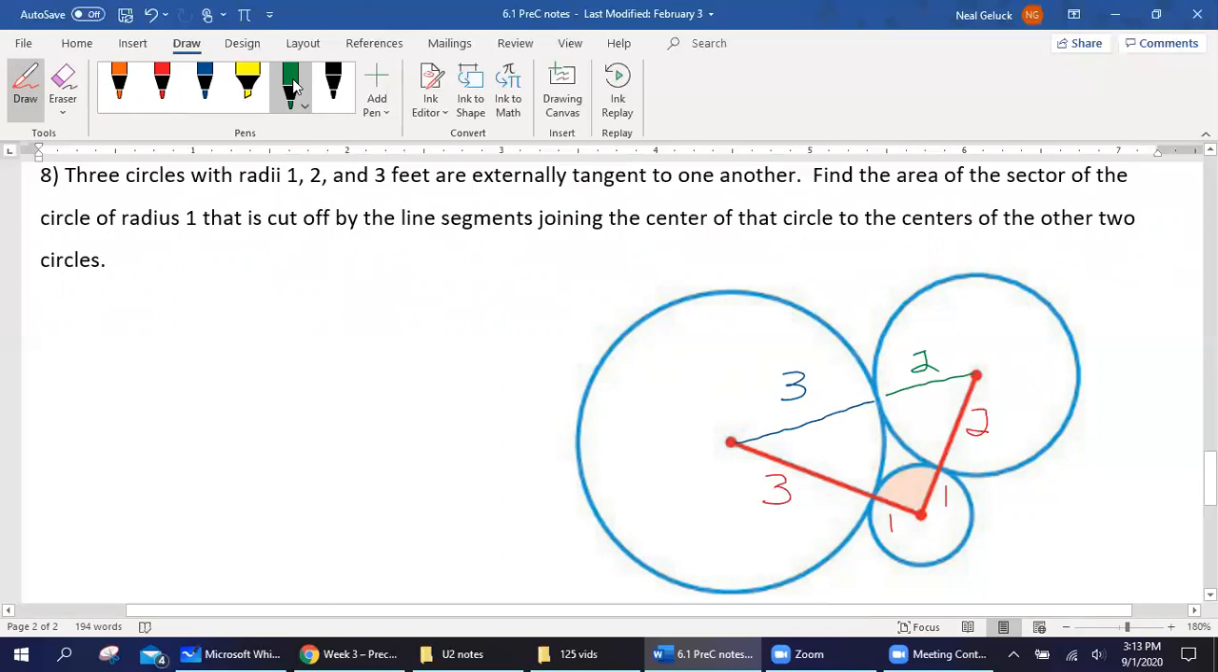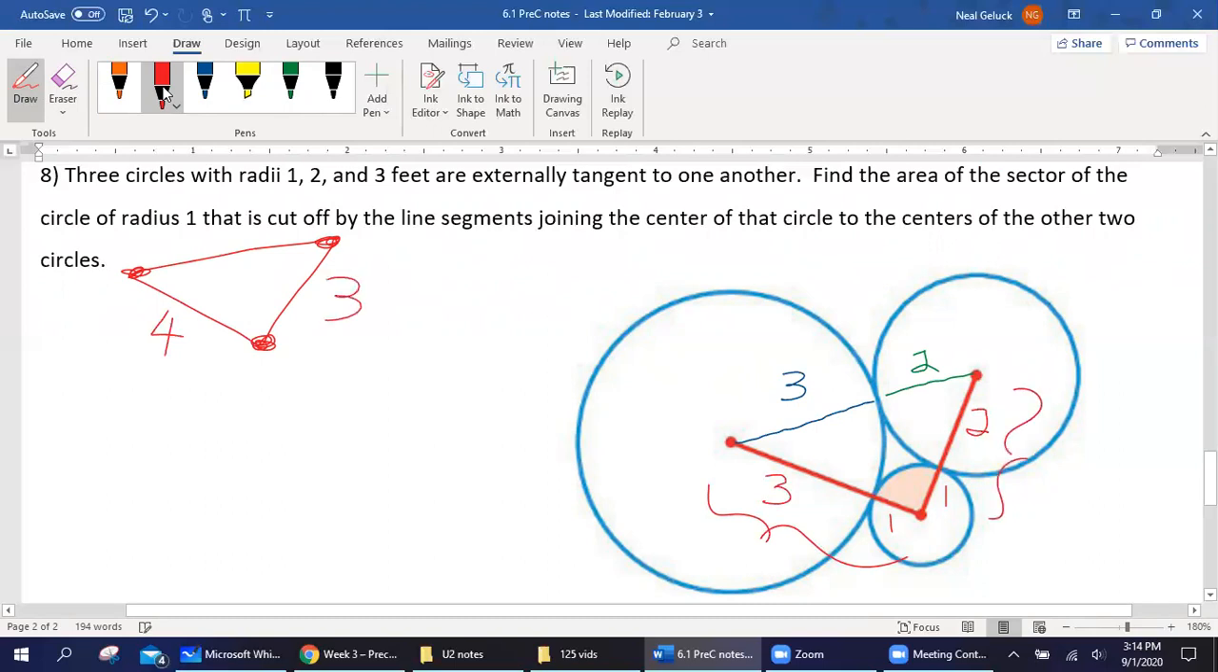Now if I focus on that triangle, this side of the triangle is 4. This side of the triangle is 3 total. This side of the triangle is 5. This is a 3, 4, 5 triangle, and if you remember way back from geometry, that is definitely a right triangle. So indeed, this angle here is 90, or pi over 2 in radians.